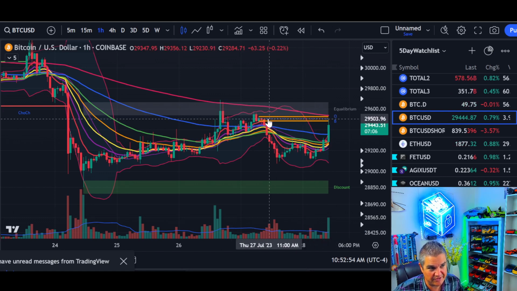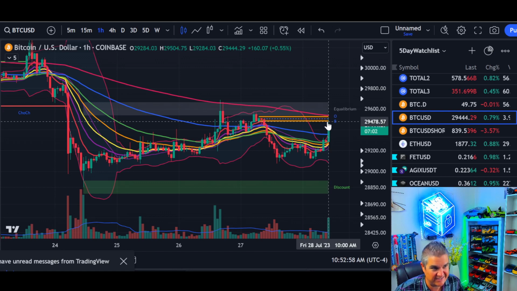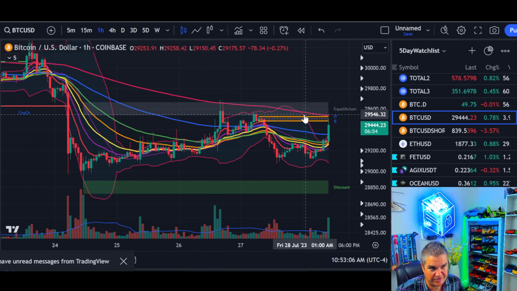We're facing some overhead resistance at this small order block here, right? This order block is orange because it's resistance. It will flip. It will be blue if it's support, likely below you. So this is what we need to do. We need to get above this and flip this back to support around 29.5, 29.6 would be great.